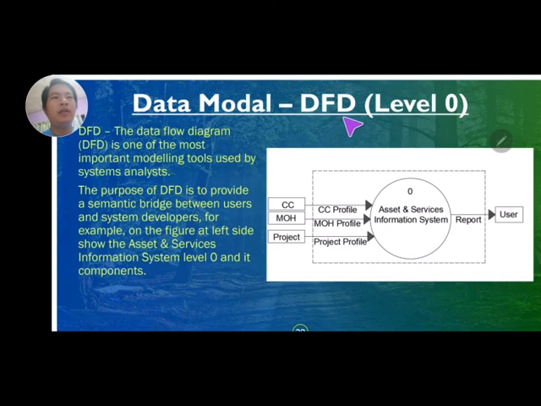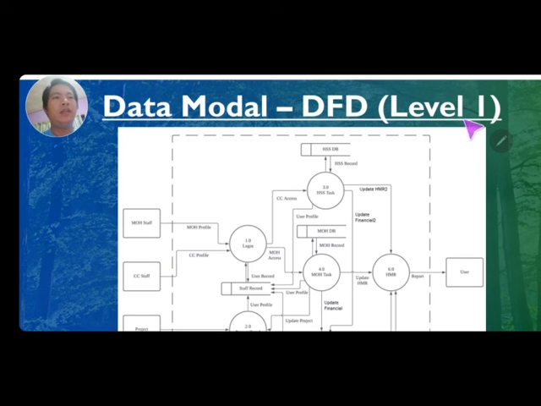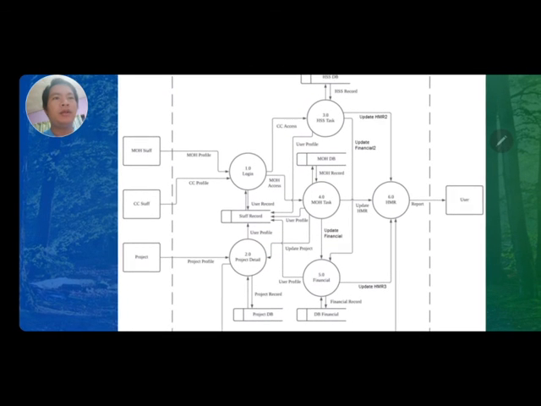Now we go to data model DFD level 0. DFD, the data flow diagram, is one of the most important modeling tools used by system analysts. The purpose of DFD is to provide a semantic bridge between users and system developers. For example, here, this is the level 1 DFD. Now we go to DFD level 1. This is an example of the asset information system. The sources are MOH, CC staff and project, and the sink is the user. The processes involve login, project details, HSS task, MOH task, financial, and lastly HMR.